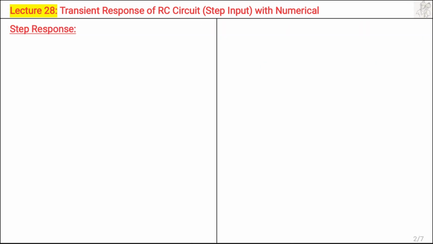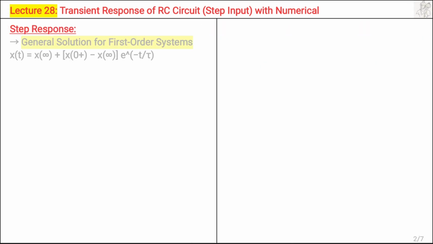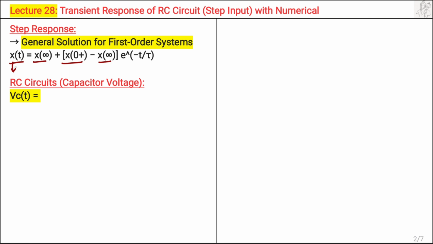Next is the step response of the first order system. So the generalized formula for the step response is simply x(t) is equal to x infinite plus x(0 positive) minus x infinite, into e raised to power minus t by tau, where x can be any parameter. Like in this case, we will be having two parameters, that is voltage and current.